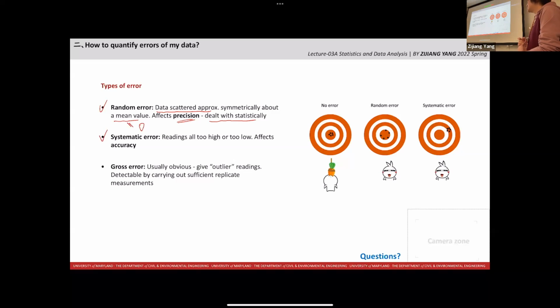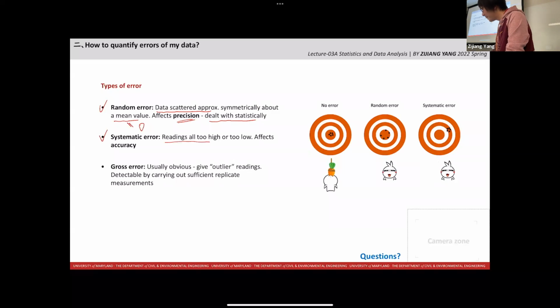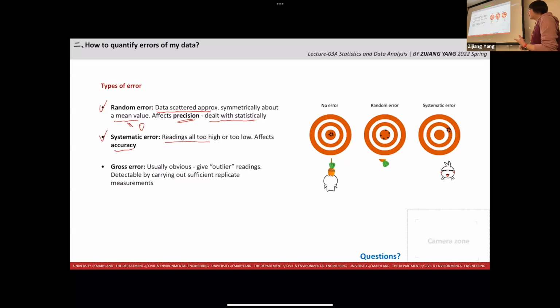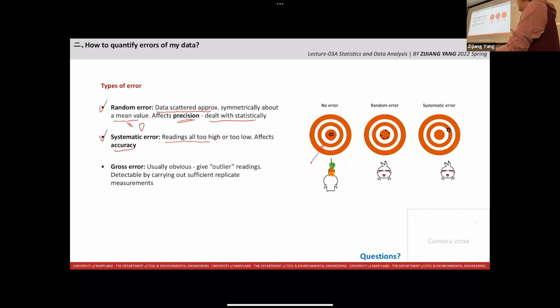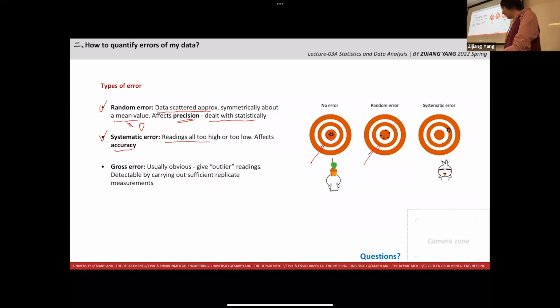And the next one is systematic error. It refers to the readings being too high or too low, and it will affect accuracy. Again, I will talk about accuracy in the next slide. So in this case, if we assume this part is accurate or has almost no error, and the random error refers to this case, we can see the points are scattered around the true value.